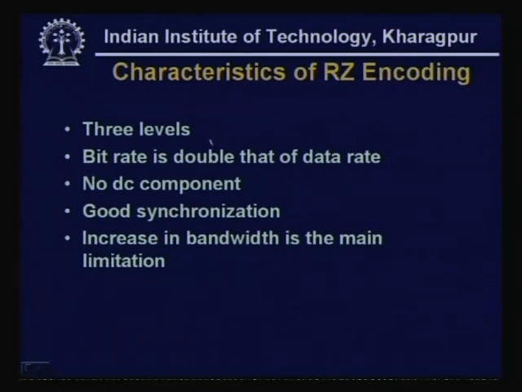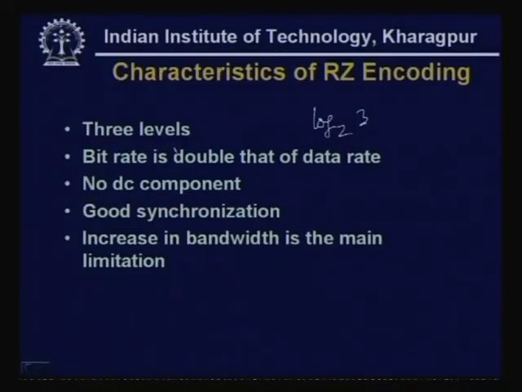However, it uses 3 levels of encoding. So, it is possible to have log 2 3, that is, the information content can be more, but unfortunately you are encoding only 2 data values. That means the data rate is not increased, although it has the capability to carry a higher information rate. However, the baud rate is double that of the data rate because of the number of transitions it is making. So, it is not at all an efficient encoding.